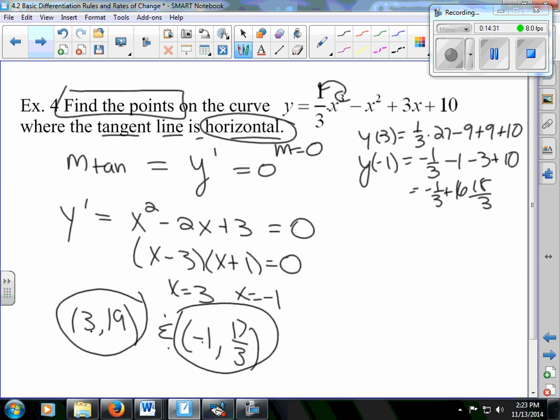So these are the 2 points where the tangent line is horizontal, because the derivative at these two x values is 0. That means the slope of the tangent line is 0. That means the tangent line is horizontal.